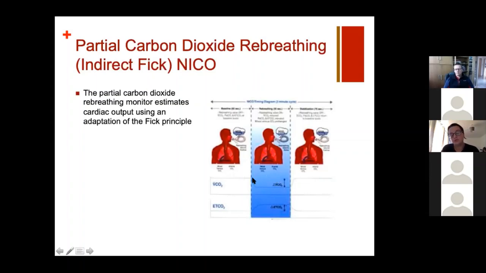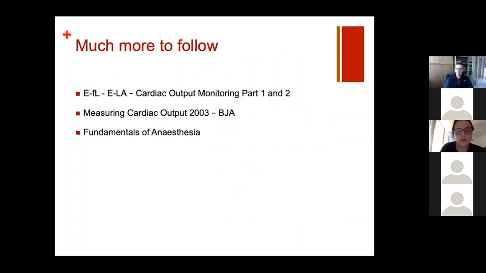So knowing those differences and using the Fick equation and taking the time during the normal breathing and the rebreathing phase, you can calculate stroke volumes. These are quite complex equations beyond the scope of this talk, but it is quite interesting. So that's it from me. There's much more to follow and to learn.